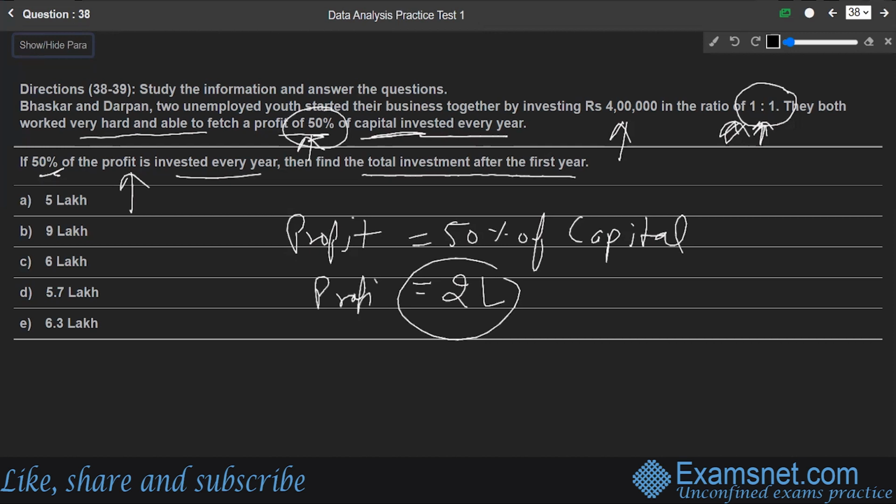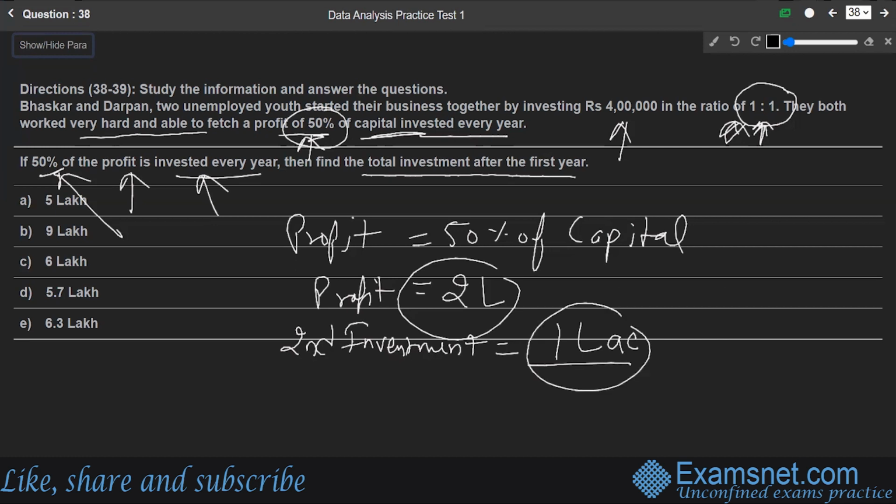But they are saying that 50% of the profit is invested again, whatever profit was earned, they are investing it again. So how much will be the second investment? Obviously the first investment was 4 lakh rupees by both of them. The second investment will be half of this profit, and half of 2 lakh is nothing but 1 lakh. So 1 lakh is the second investment.